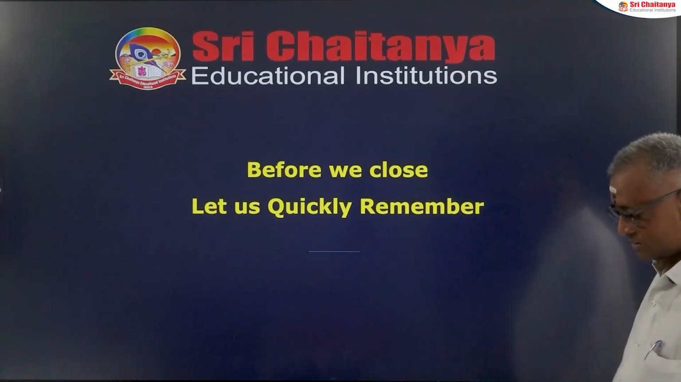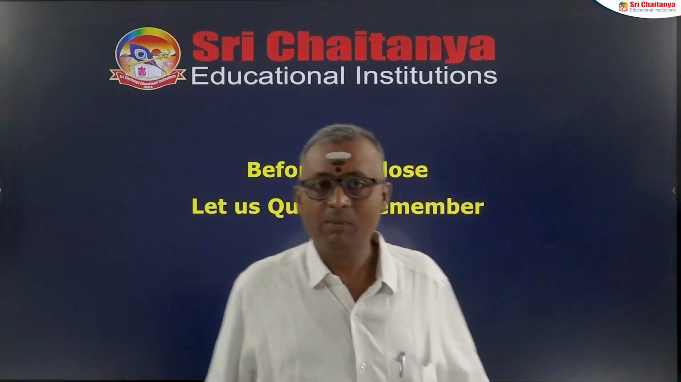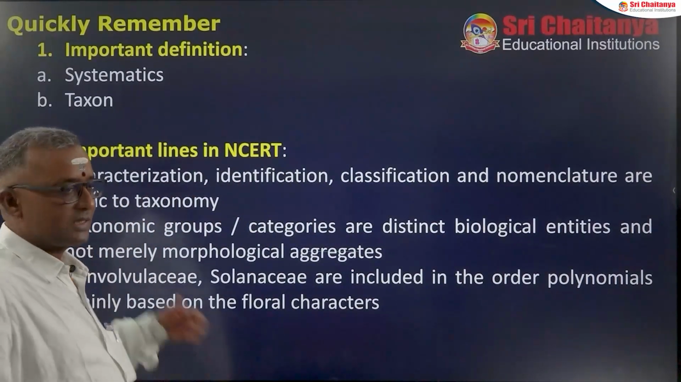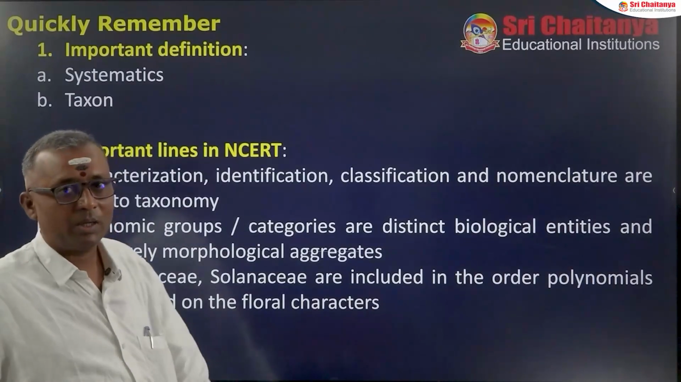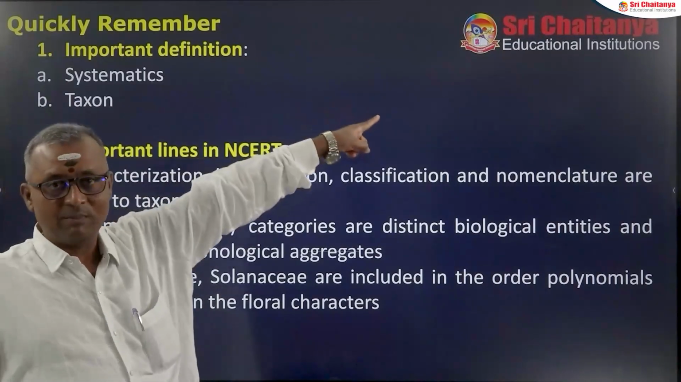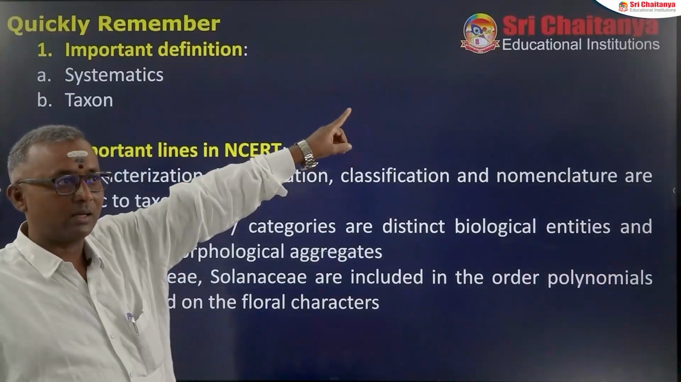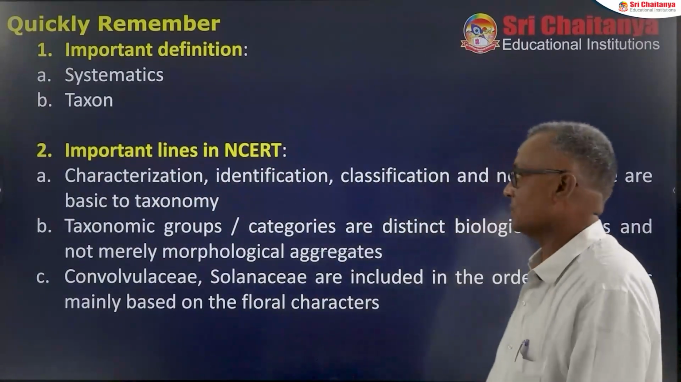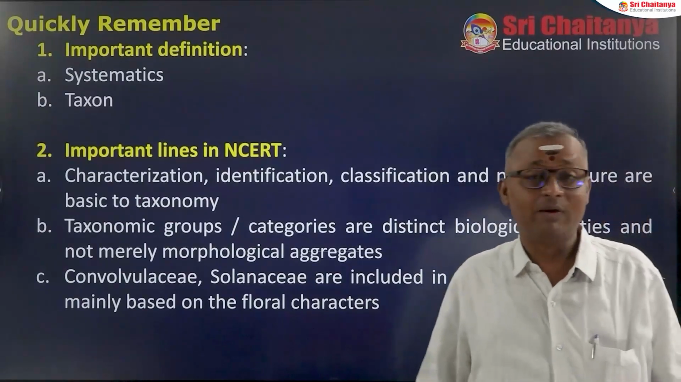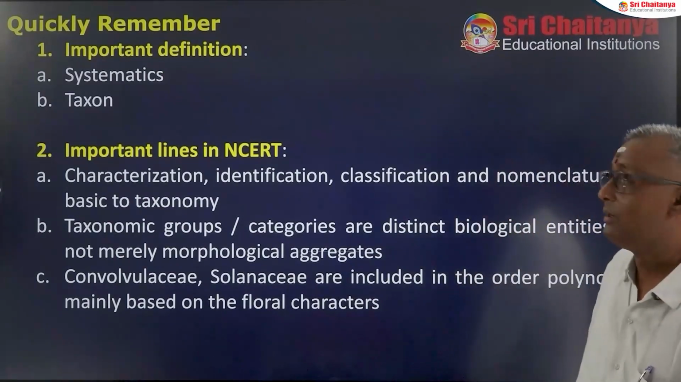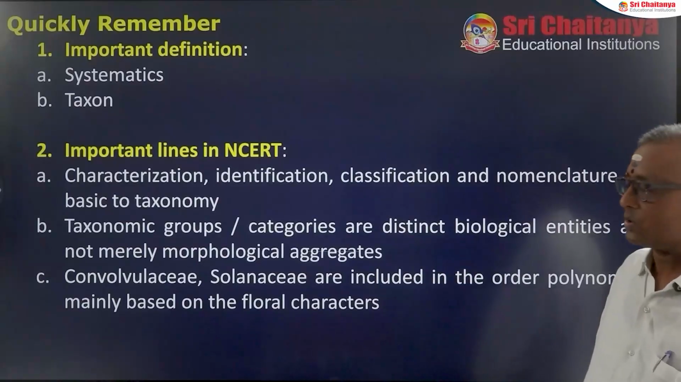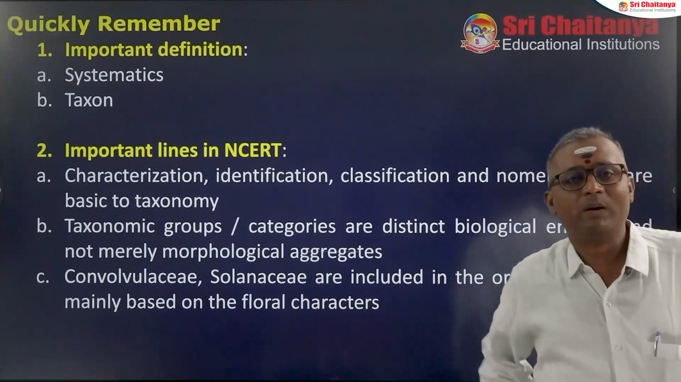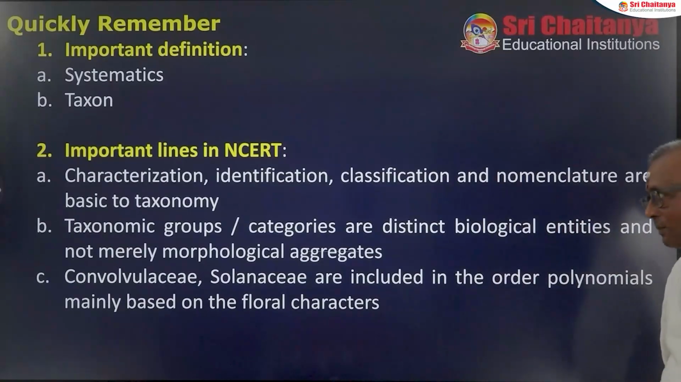Now, before we close, let us quickly revise the important aspects of this chapter. The most important definitions that you need to remember here are the definition of systematics, which most students get confused about, and the second one is taxon. You must also be aware of the difference between category and taxon. Both are different, they have some slight difference. Now, let us see the important NCERT lines of the chapter.